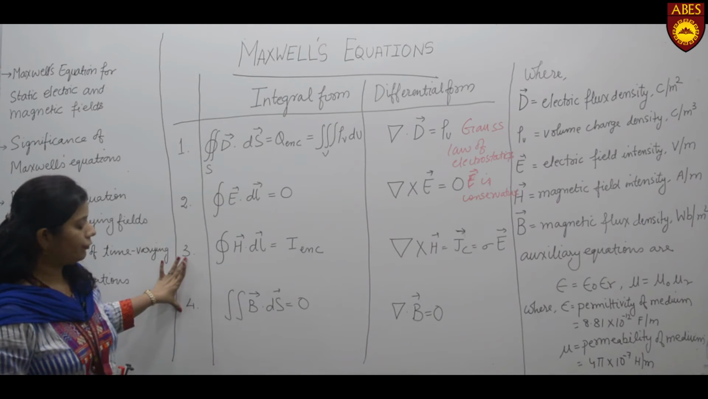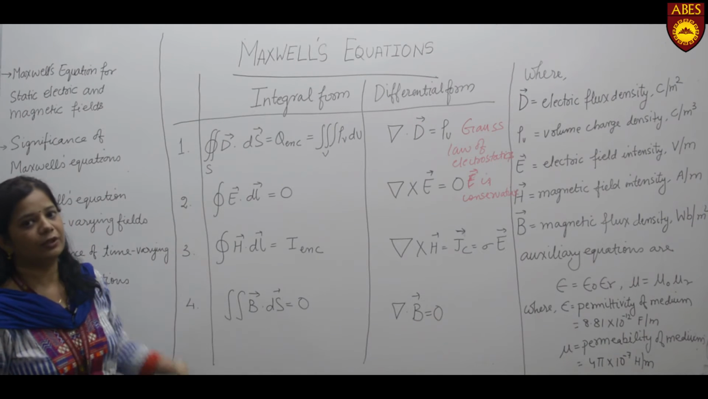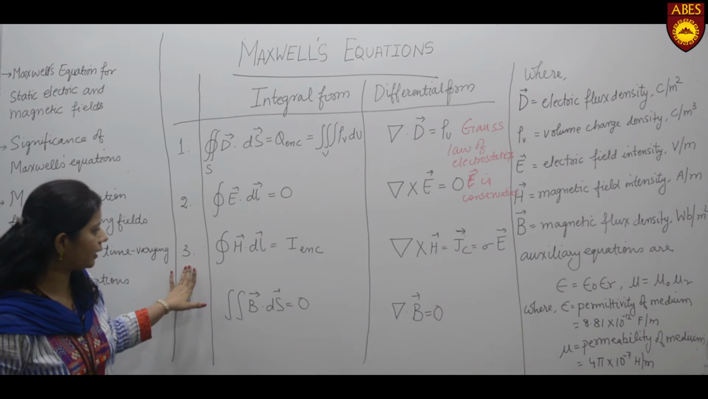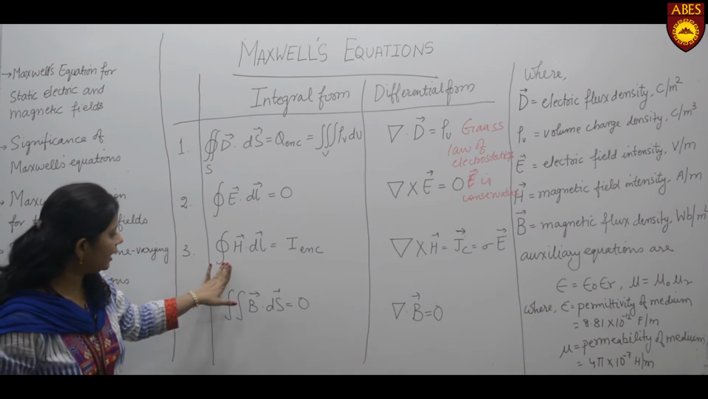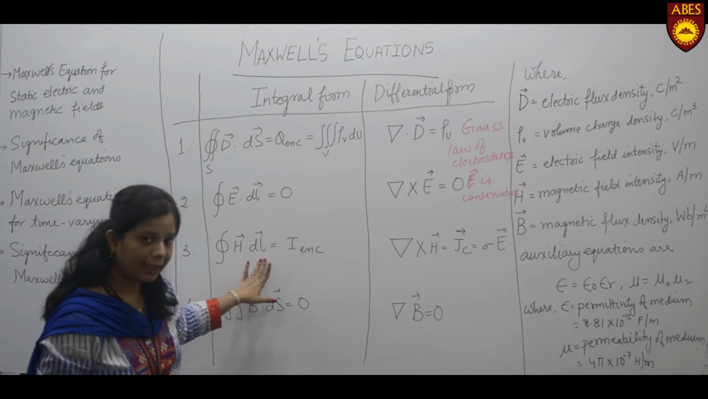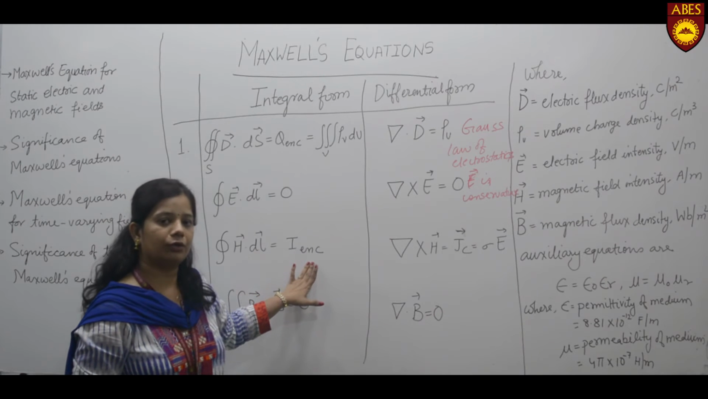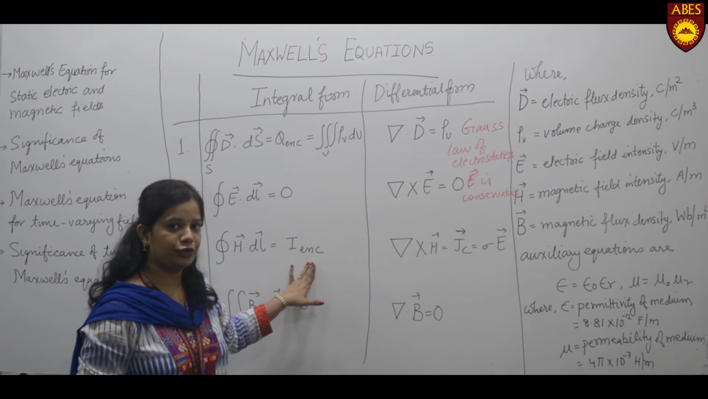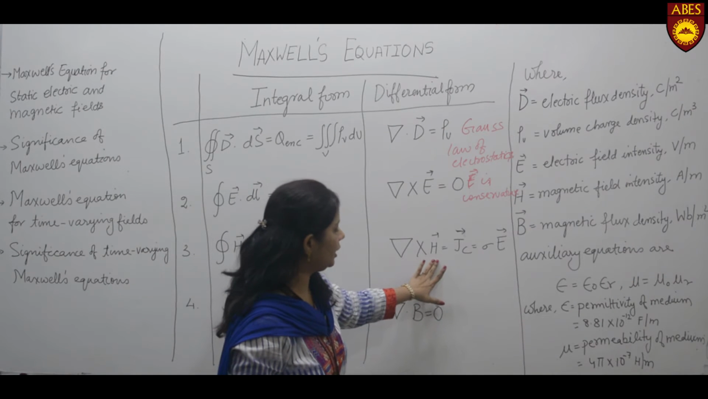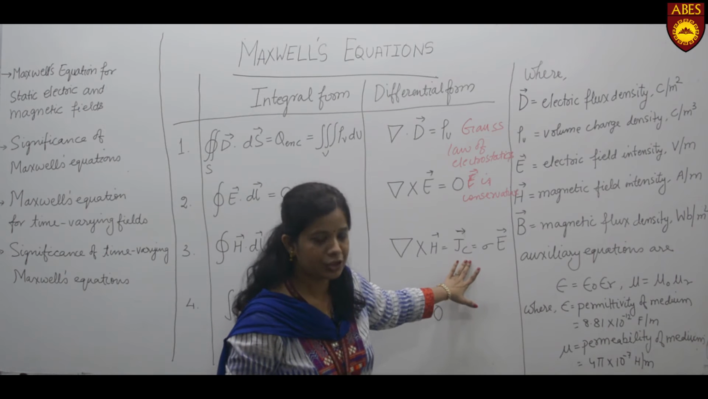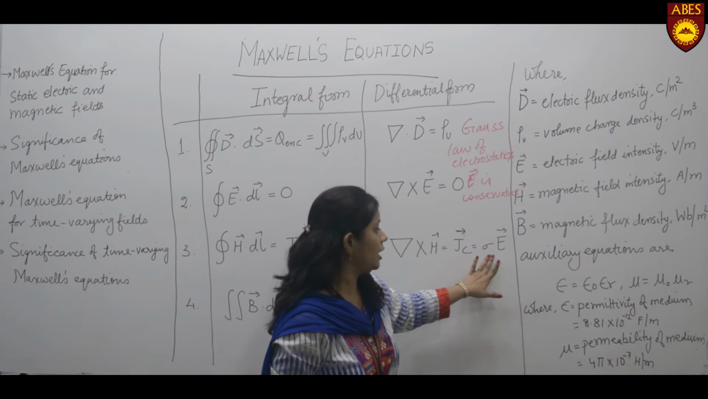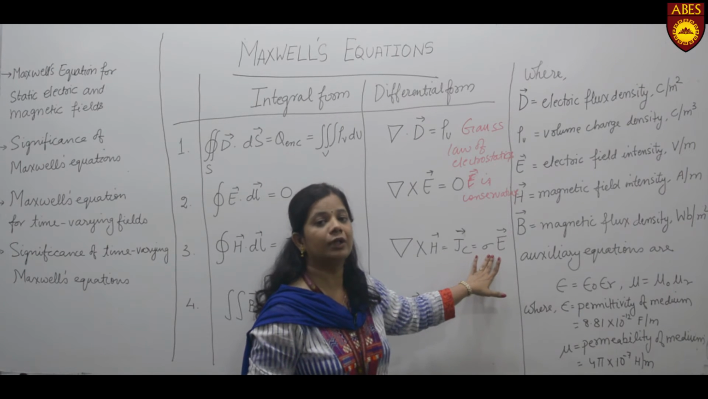Now the third and the fourth equations, as I have already said, are for the static magnetic field. The third equation of Maxwell for static magnetic field states that the line integral of the magnetic field intensity over any closed path is equal to the total current enclosed by the path. In differential form, it states that the curl of the magnetic field intensity is equal to the conduction current density. Conduction current density, as we all know, is sigma times E, where sigma is the conductivity of the conductor.